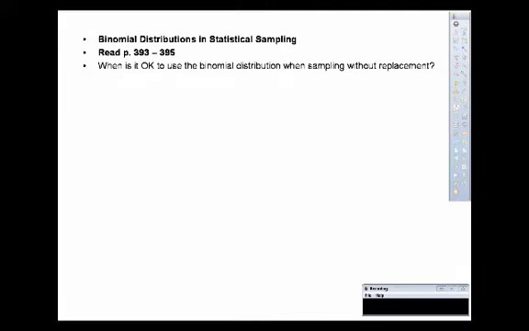It's all good. So, when is it okay to use a binomial distribution when sampling without replacement? You can use a binomial distribution as long as your sample size is 10% or less of the population. It is also known as the 10% condition. And the end.